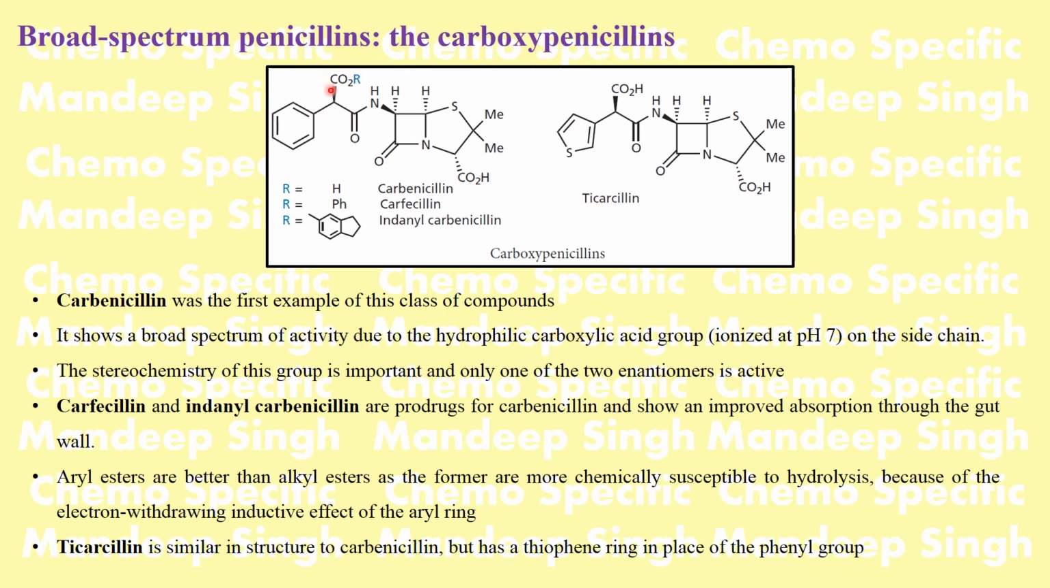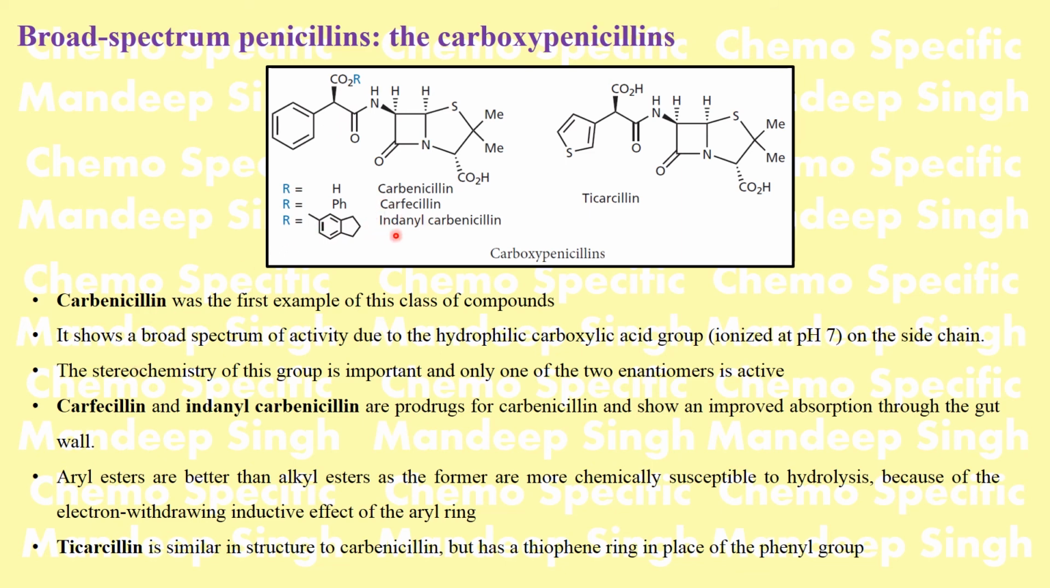Here the stereochemistry of the carboxylic group is very, very important. This is coming out of the plane, and it is only this drug which is efficient. Had this carboxylic group been going behind the plane, it would have been an inactive drug. So the stereochemistry of this carboxylic group is absolutely important for it to act the way it does.